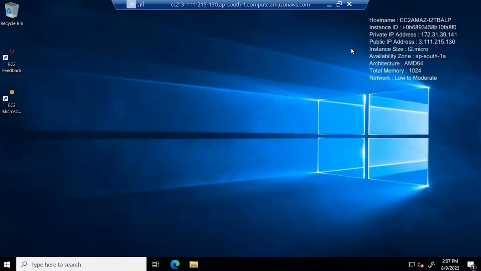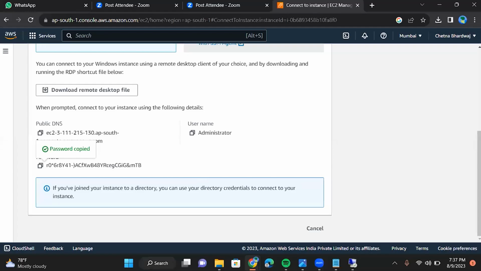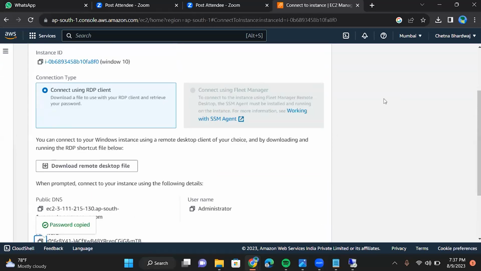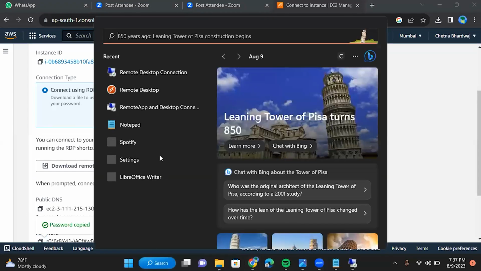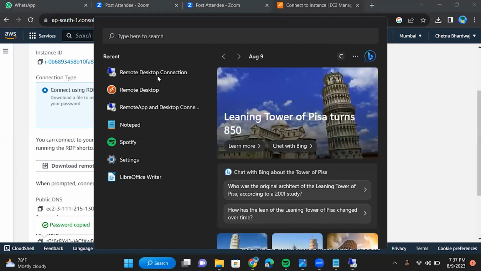Okay, guys, any other question? Any other doubt? Okay, so there are other ways also we can access our instance machine. Let's check one another way. So this is one application we are using right now, RDC.